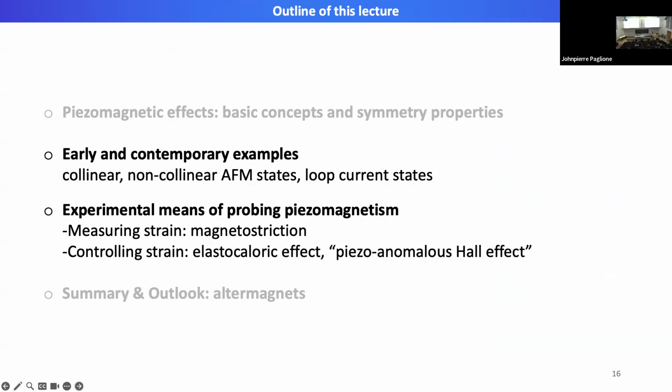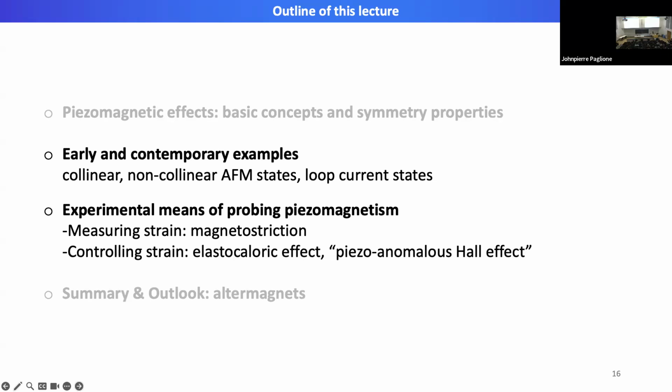quite a few different examples, I want to summarize here that we've seen that piezomagnetic coupling can be at play for collinear and non-collinear antiferromagnetic states, and possibly for the proposed loop current states, and they all serve as a signature of a broken time reversal.